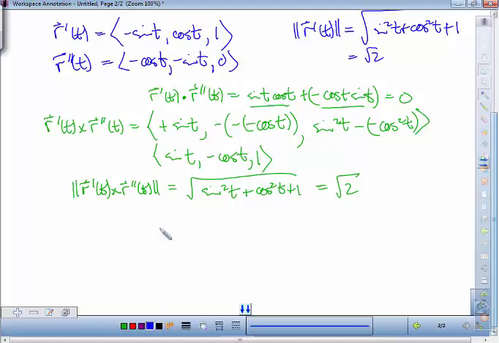So it looks like your acceleration vector is equal to the scalar 0 times the unit tangent vector plus 1 times the unit normal vector. So it looks like the acceleration is exactly the unit normal.